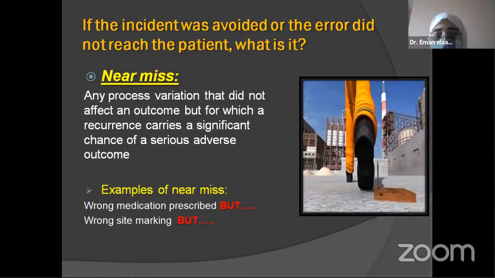For which recurrence carries a significant chance of a serious adverse outcome. For example, a wrong medication prescribed for the patient. The doctor writes a wrong prescription, a medication for the patient that is not according to his diagnosis. Wrong site marking. But this is a near miss not related to the medication. This is a near miss in general.